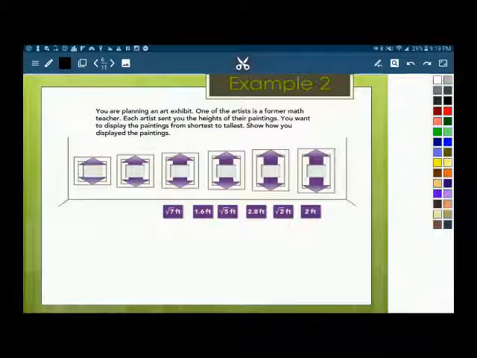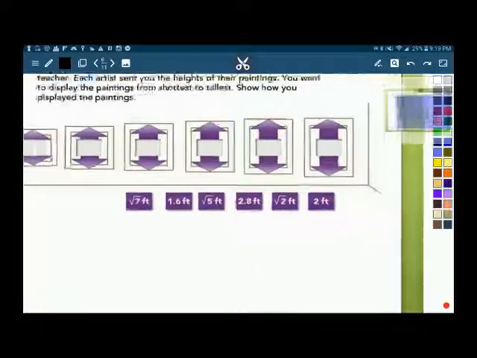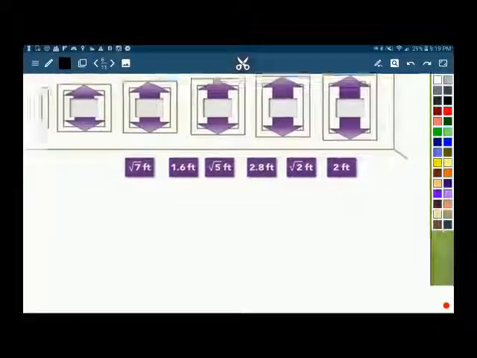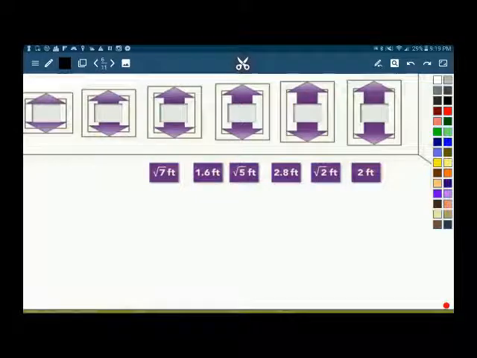All right, I've got a second example here, a real life example. It says you're planning an art exhibit. One of the artists is a former math teacher. Each artist sent to you the heights of their paintings. You want to display the paintings from shortest to tallest. Show how you displayed the paintings. Now, this is basically ordering a set of numbers from least to greatest. But when you do this, I want to make sure once you place them in order, they have to be in their original forms, not in their decimal forms.